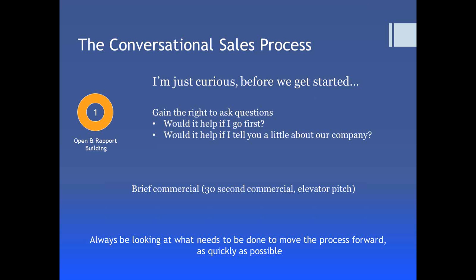And the story, by the way, that salespeople have to tell is what I call a verbal proof story. That's a story about somebody else like you who, by doing business with us, lives happily ever after. And we'll talk more about that later in the process and why those are important and how you put them together. All right, so we're going to gain the right to ask questions by asking, would it help if I go first? Would it help if I tell you a little bit about our company? We're going to give our brief commercial, our elevator pitch, and then the way to transition into the information gathering is simply to end your brief commercial with your first question and a softener. So at the end of my brief commercial, you're going to hear something like this.